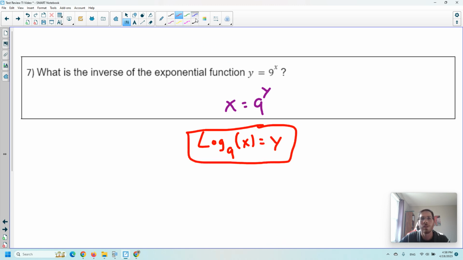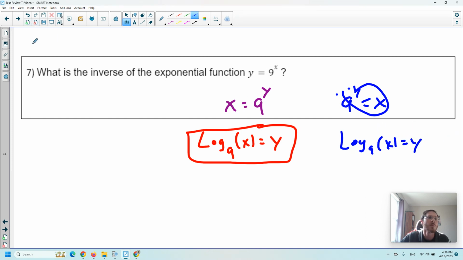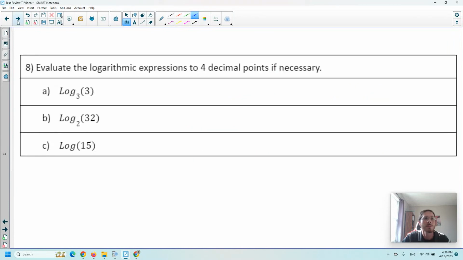It's already by itself. If you want to use the definition, you'll end up at the same place. If you want to use the snail, just make sure the x is over here, and then we can use the snail as well. Log base 9 of x equals y. That's it. Again, nothing to do in the calculator on that one. That one you kind of got to do by hand.